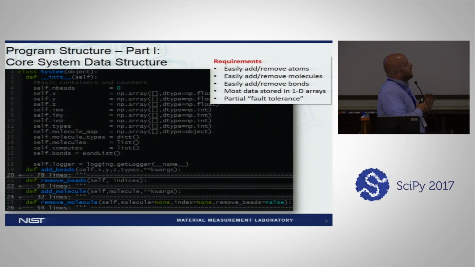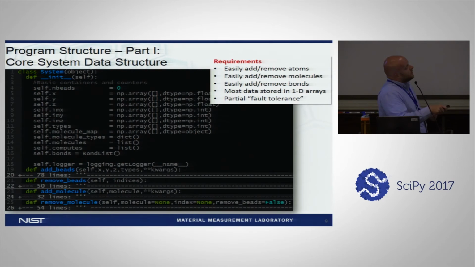Early on, I was going back and forth between representing everything in this way, where we have our Cartesian coordinates and our image flags and our types all represented as simple 1D NumPy arrays, versus going a whole other level of abstraction and creating individual atom objects and atom classes for every bead or every atom in the simulation. But I decided that in terms of working with Cython and in terms of making the cache a little bit more happy, we would go with this direct 1D array approach.